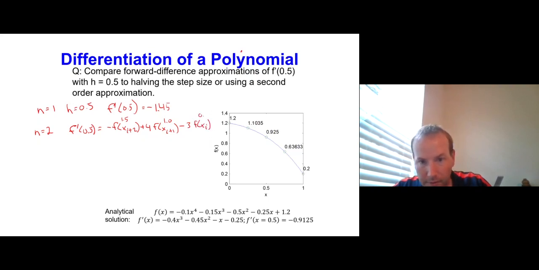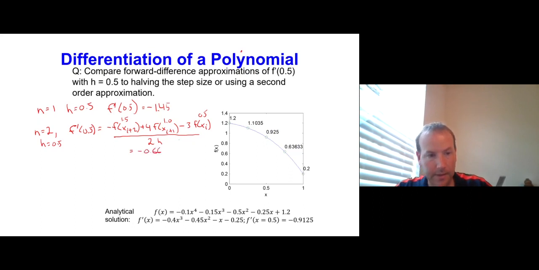which is at 0.5. Something that I think I may not have explained correctly is that because the step size h is 0.5, the points that it would be using would be x i plus 1, and then x i plus 2 would be at x equals 1.5. And then all of that would be divided by 2h. If you calculate what that equals, it should be around negative 0.66.